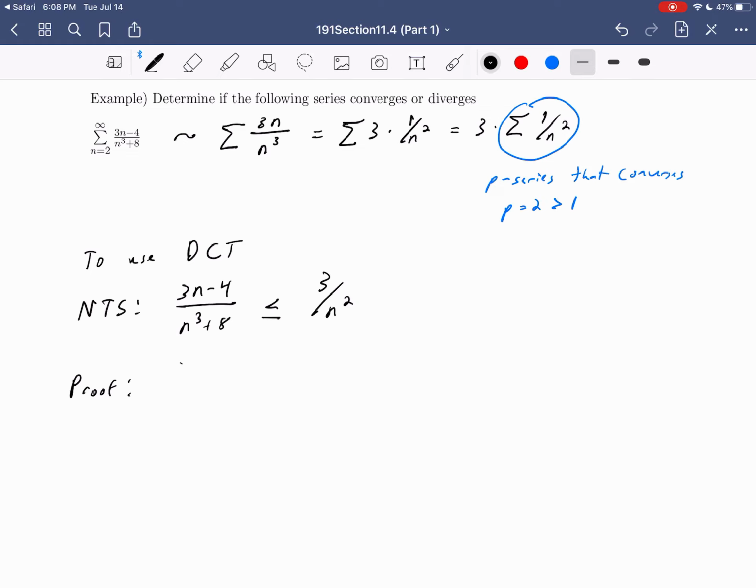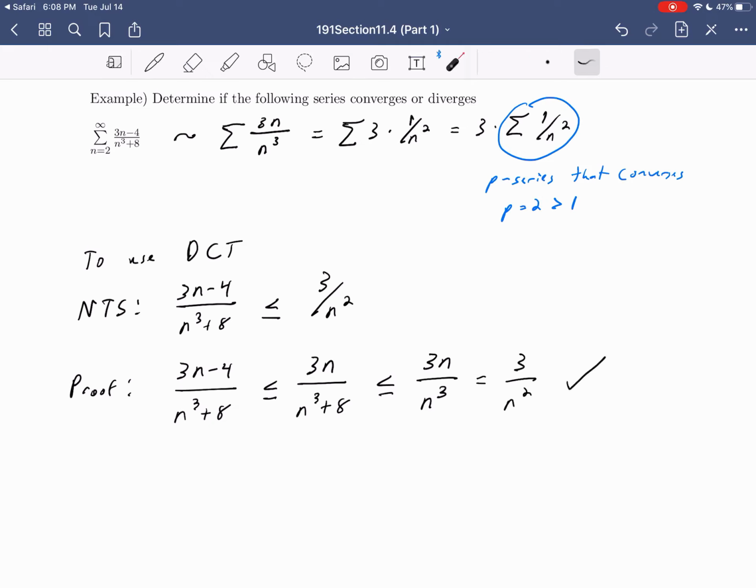Well, we start with (3n minus 4)/(n cubed plus 8). If we delete that minus 4 up there, certainly we'd get something that's larger, 3n over n cubed plus 8. And if we delete that plus 8, we're making the denominator smaller, which makes the overall fraction larger. So we'd be safe in saying this. And then, of course, if we simplify that, that's 3 over n squared. Check. So at any value of n, (3n minus 4)/(n cubed plus 8) is less than or equal to 3 over n squared.